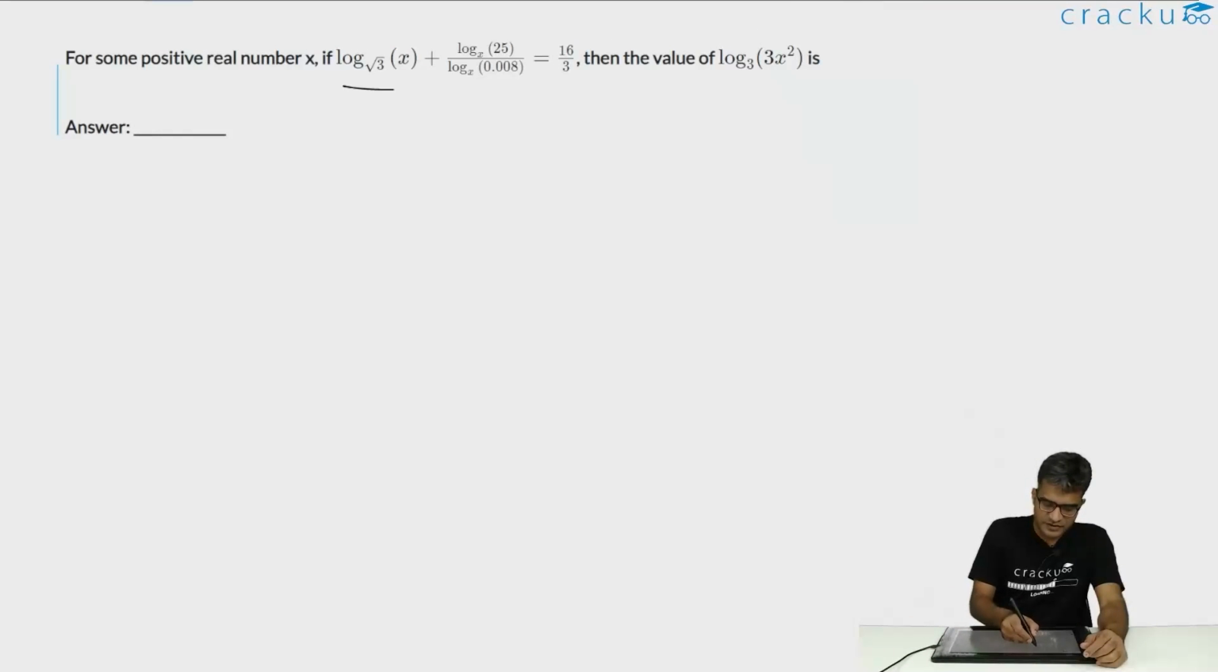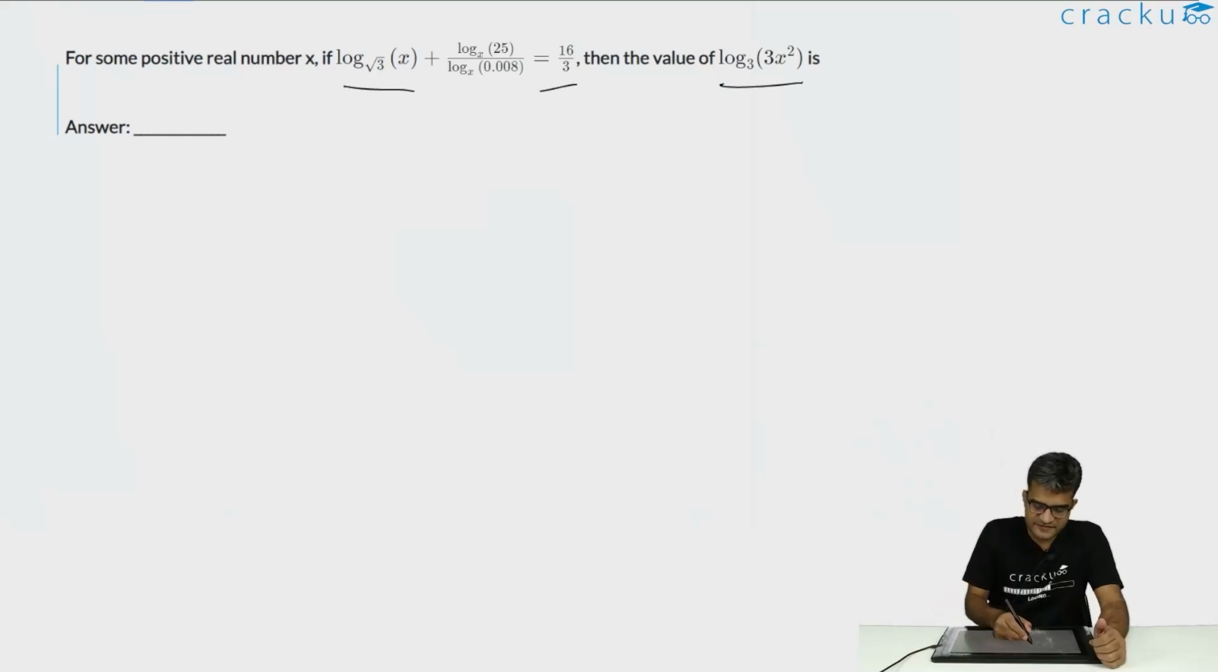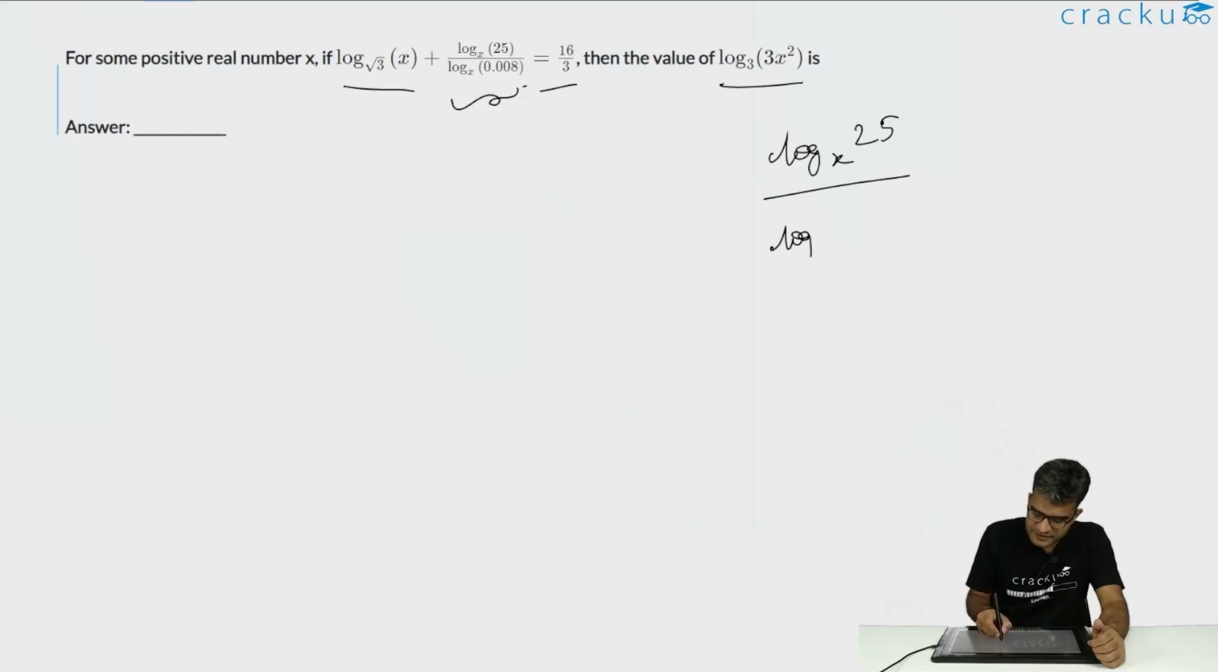In this question, we are told that log x to the base root 3 plus log of 25 to the base x divided by log of 0.008 to the base x is 16 by 3. We are asked to calculate the value of log of 3x square to the base 3. Now, let us first calculate the second term of the equation. Log of 25 to the base x divided by log of 0.008 to the base x is equal to log of 25 to the base 0.008.